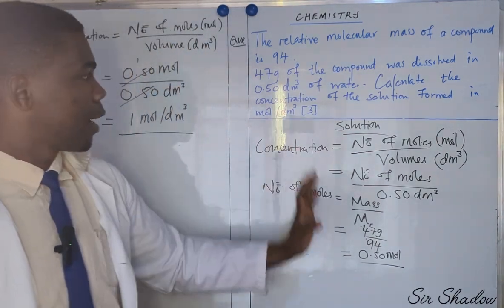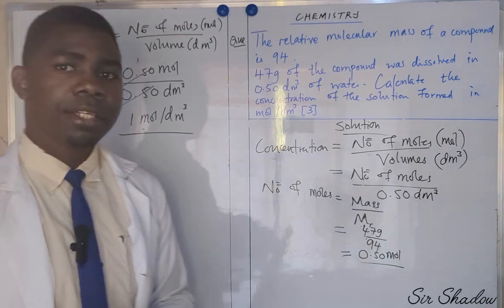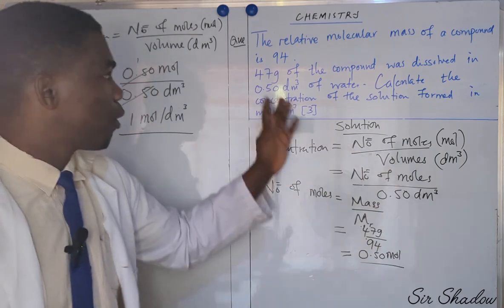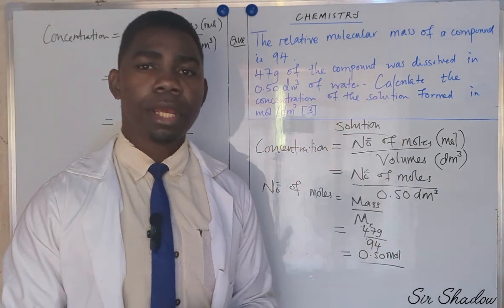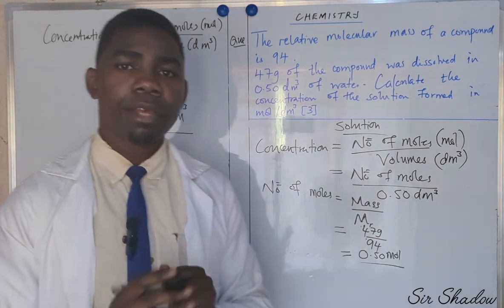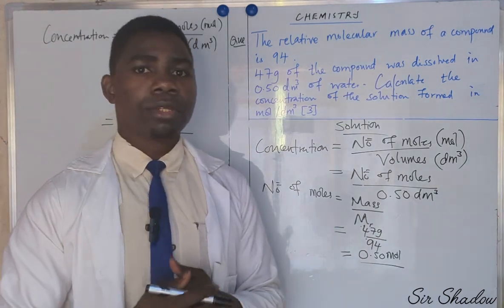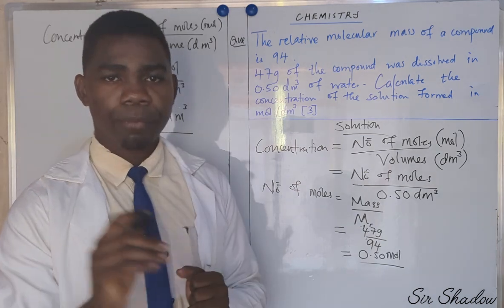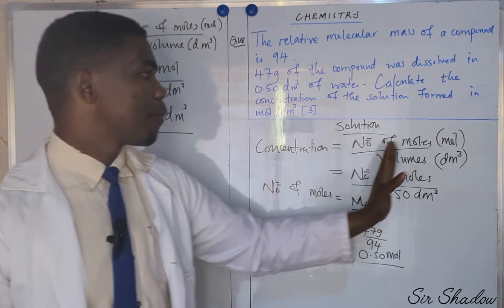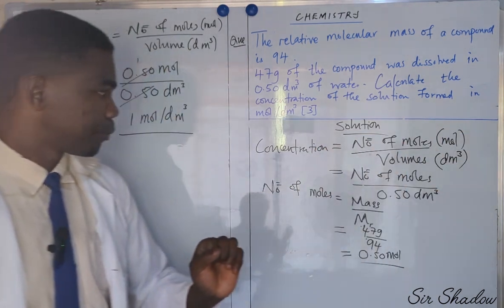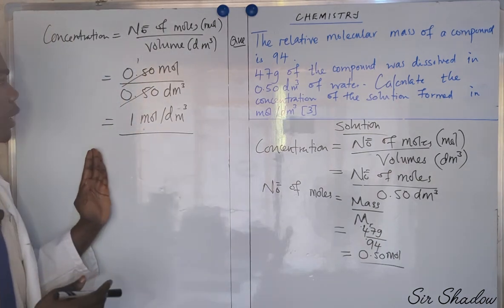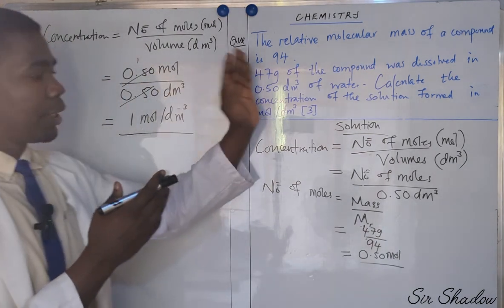Once you are given the values to find the number of moles, we are not given the number of moles, but you are given the values to find it. Then you're also given the volume in dm3. Like I said before, once you are given your volume in cubic centimeters, you just divide by 1000 and convert it into dm3. All right. So concentration is equal to number of moles over volume. Number of moles is given in moles, while volume is given in dm3. So we managed to come up with the concentration of this given question.